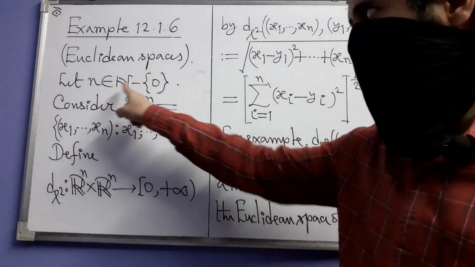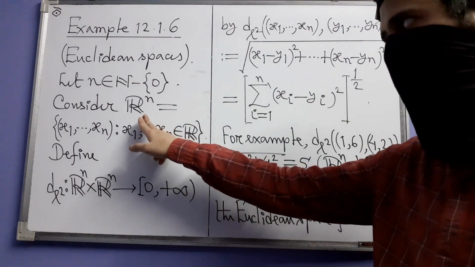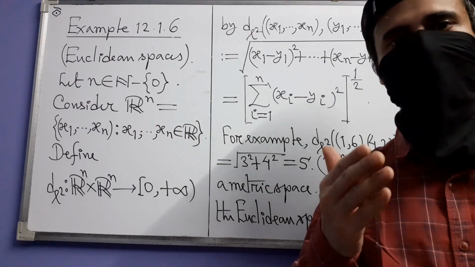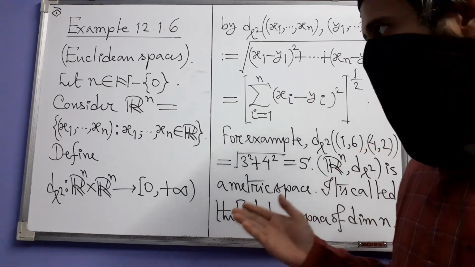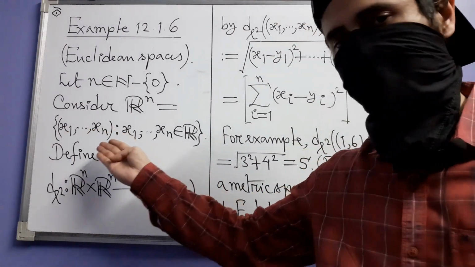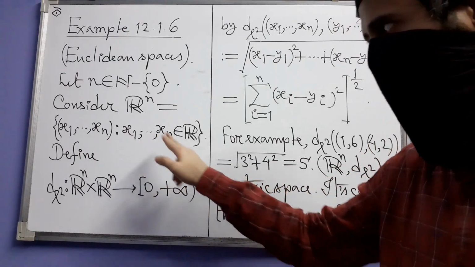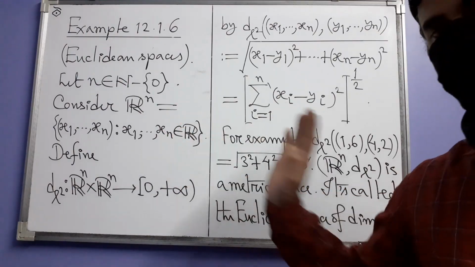Say n is a positive natural number, a positive integer. We already know what Rn is. Rn is the Cartesian product of n copies of the set of real numbers R, and the elements are ordered n-tuples, where the coordinates or components are real numbers. So we are familiar with this.